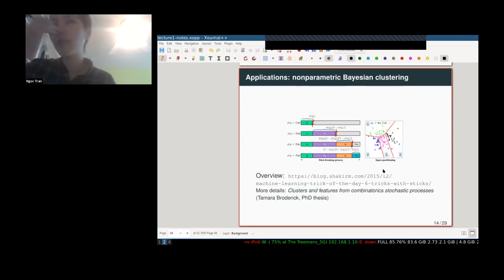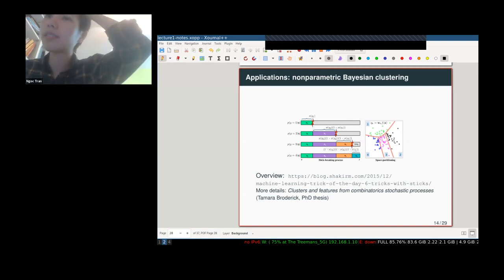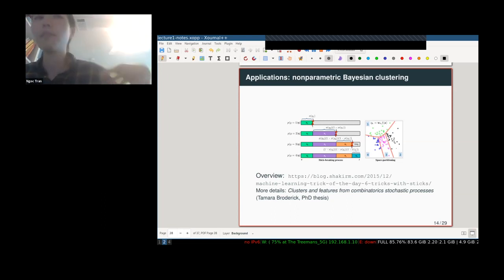Let me quickly mention some applications. Why random partitions? This is very important in nonparametric Bayes. I think one of the main applications is clustering. So this is the stick-breaking process we saw before. What's the idea here? I have a bunch of points and I need to cluster them. They may come with labels, or maybe they don't, but I need to say how to cluster them. How do I do that?